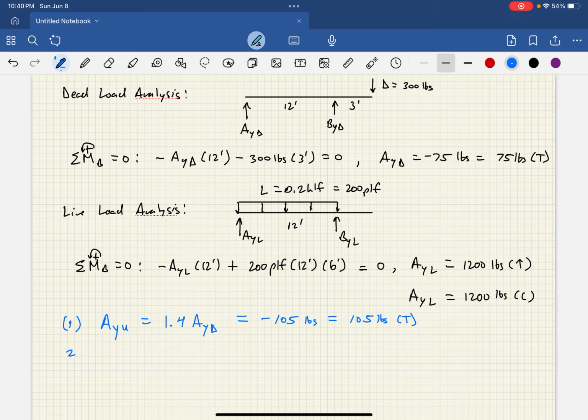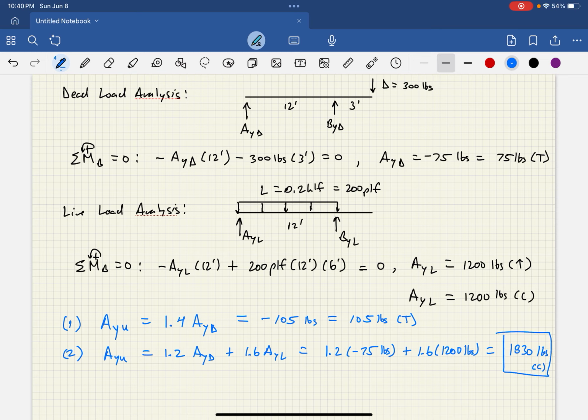So let's go to load combination 2. That AYU is going to be 1.2 AY dead plus 1.6 AY live. So when I punch this through, I get 1.2 times negative 75 pounds, and then plus 1.6 times 1,200 pounds. And when I punch that through, I'll get 1,830 pounds, and that's going to be in compression. So this is my answer.